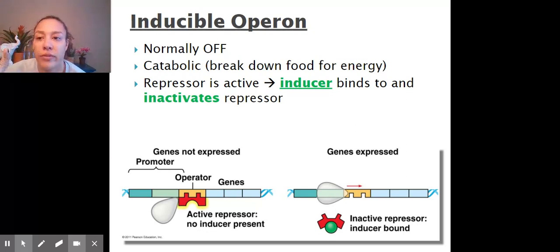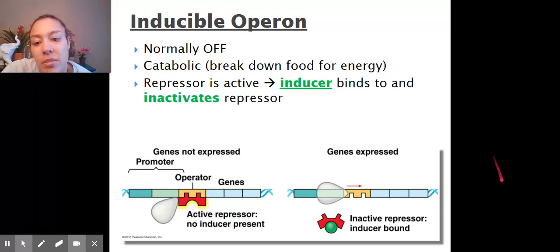So there's a lot of different food stores for us on that, right? And so it's going to be in the off position until we need that specific energy. We need those specific monomers of our macromolecules at that time. So it's going to be in the off position. No gene expression is happening.